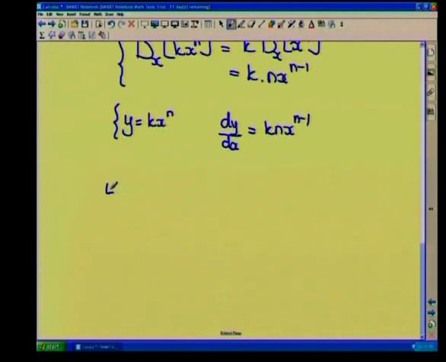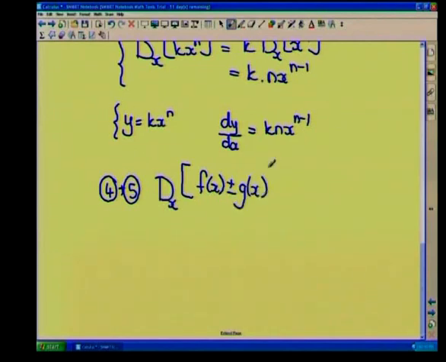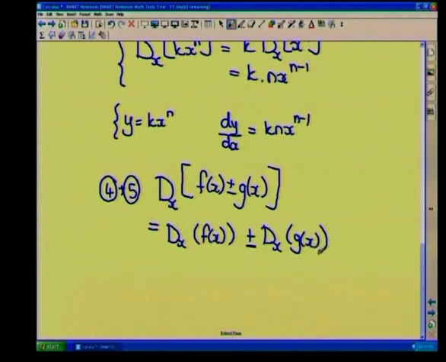Now your fourth and fifth rule I'm going to meld into one. And I'm only going to do one of the notations because it's the easiest one to show to you. Basically what it says is if we've got two things added or subtracted to each other and we're asked to differentiate them, then we're entitled to differentiate the one and then add it to the derivative of the second one. So in other words, we would do them separately.